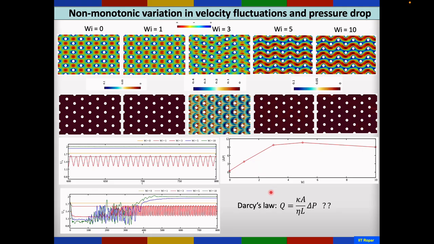Now, if you want to capture this pressure drop versus flow strength, we have the well-known Darcy's law, which is well applicable for Newtonian fluid flow through porous media. In this case, it will be difficult to use this law to predict the pressure drop because of this non-monotonic behavior. So we have to do some modification within this relationship so that we can accommodate it.